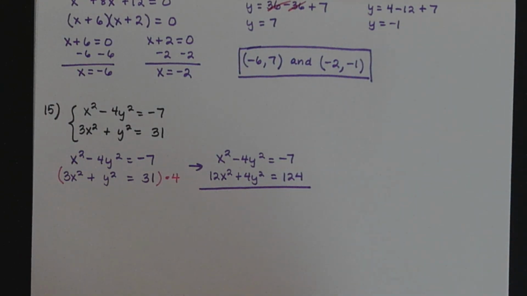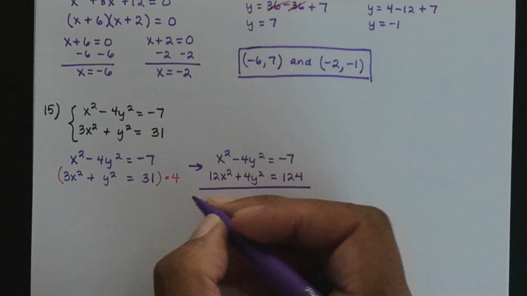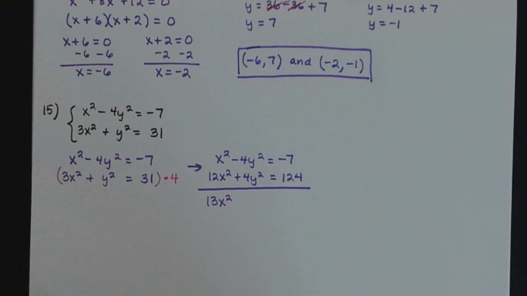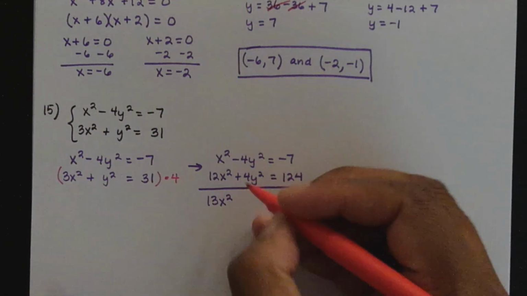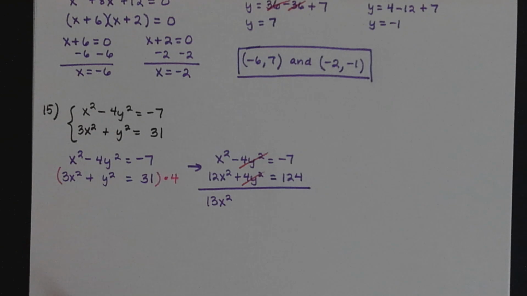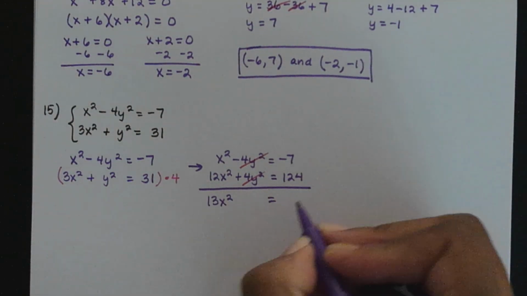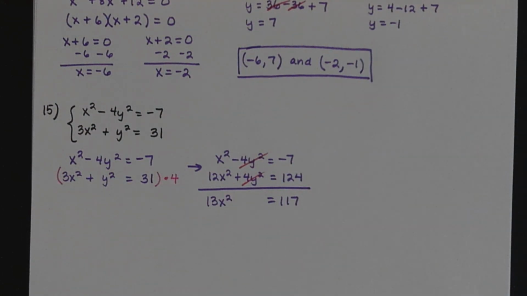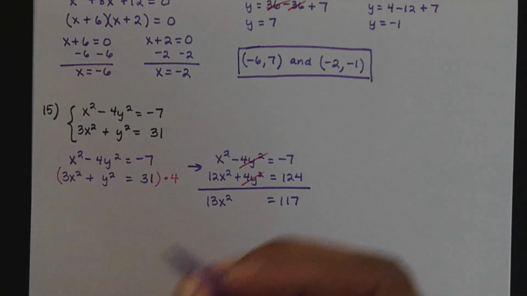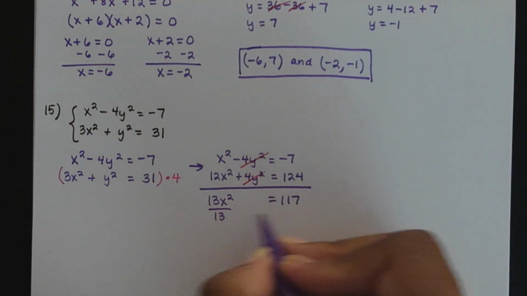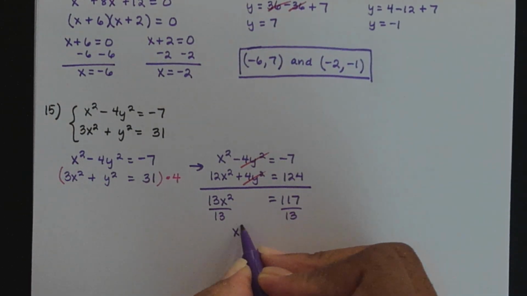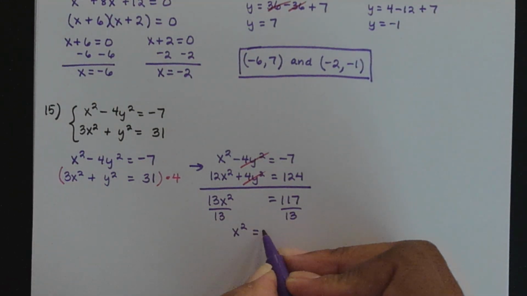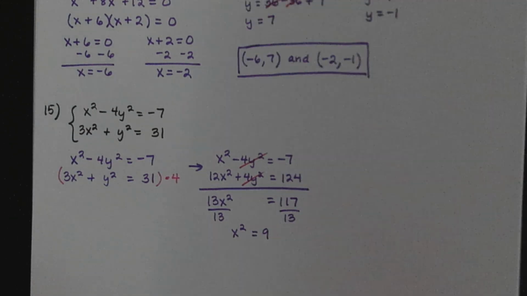All right, now we're going to add the two equations together. A 1x squared and a 12x squared would be 13x squared. The minus 4y squared and the plus 4y squared, they're gone. They add to 0, and that's equal to negative 7 plus 124, 117. So I have 13x squared is equal to 117. Now to get x squared by itself, I need to divide both sides by 13. So that means x squared is equal to, what's 117 divided by 13? 9. So x squared is equal to 9.